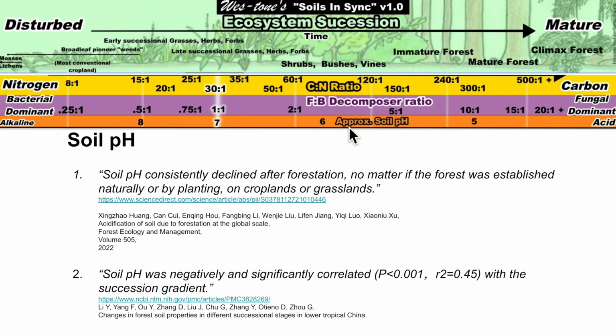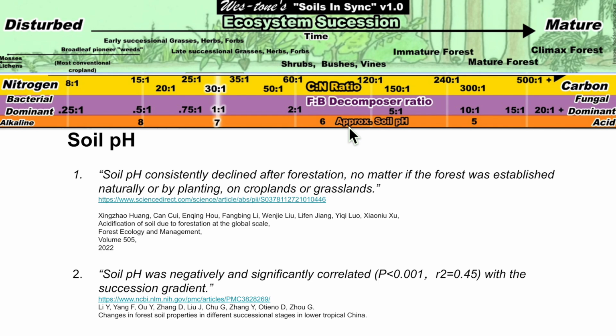The first study that I have cited is quoted as saying that soil pH consistently declined after forestation, no matter if the forest was established naturally or by planting, on croplands or grasslands. The second study I have cited defined the coefficient of determination between soil pH and ecosystem succession as about 0.45. Here's how I would translate that into layman's terms. Ecosystem succession is responsible for about half of the influence on soil pH. The other 50% could be due to factors like parent material, climate, or other factors.